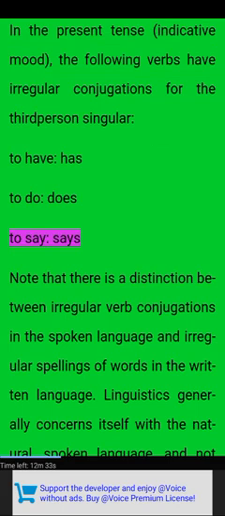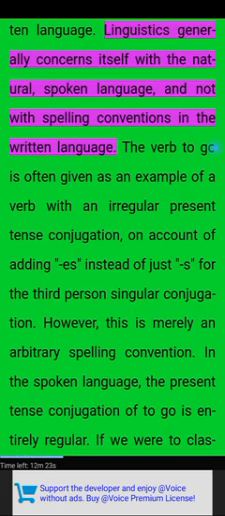To say, says. Note that there is a distinction between irregular verb conjugations in the spoken language and irregular spellings of words in the written language. Linguistics generally concerns itself with the natural, spoken language, and not with spelling conventions in the written language.